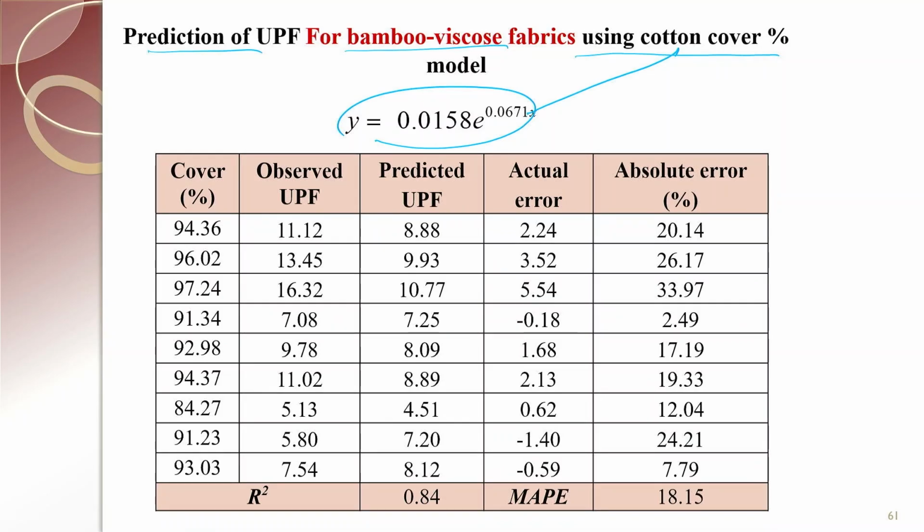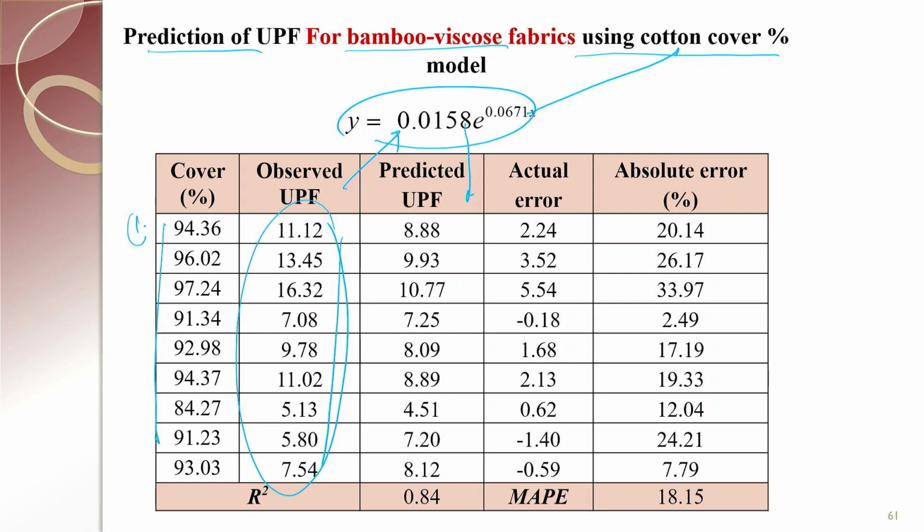Now, here for bamboo viscose you can see the cover factor is given in this column, and the UPF value is given in the second column, and using this cotton cover factor model we tried to predict the UPF.